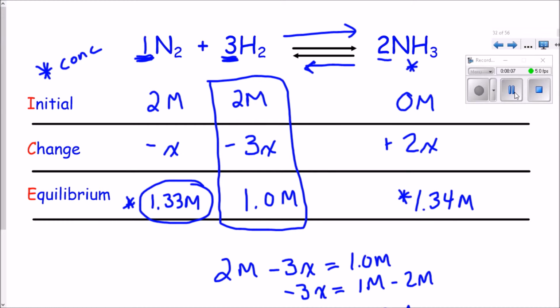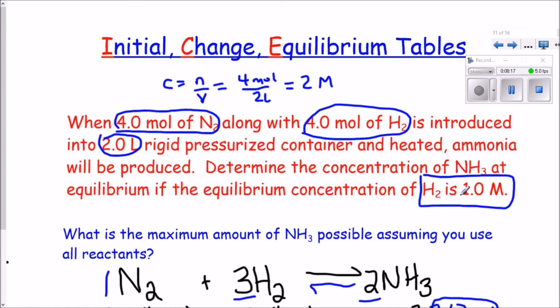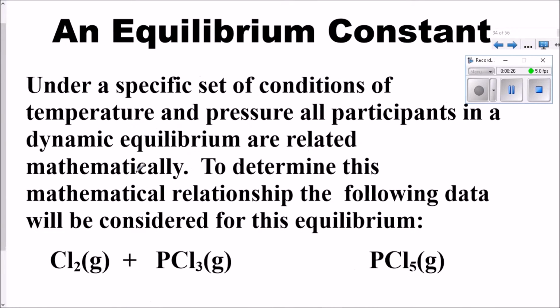This is the easiest type of equilibrium question, when I give you an equilibrium concentration in the question. For example, this one right here, it says it's at equilibrium. This is the easiest type of equilibrium problem that we are going to solve. So what is an equilibrium constant? An equilibrium constant is a constant that can describe all the equilibrium values for any given equilibrium at a given temperature and pressure.